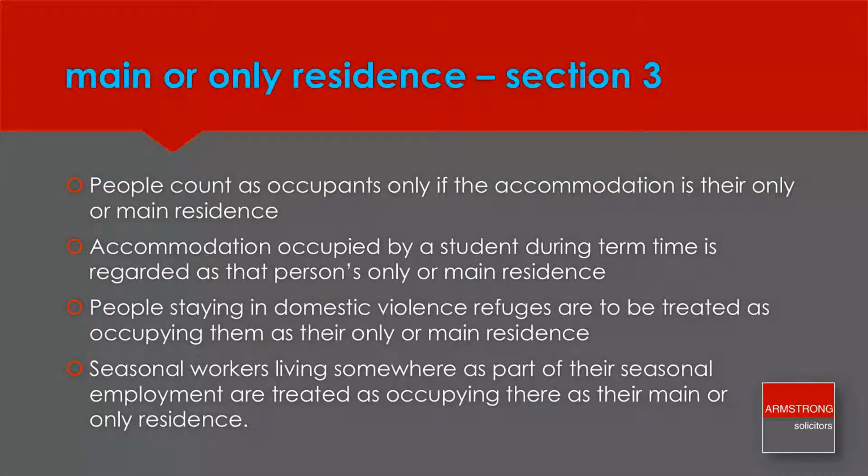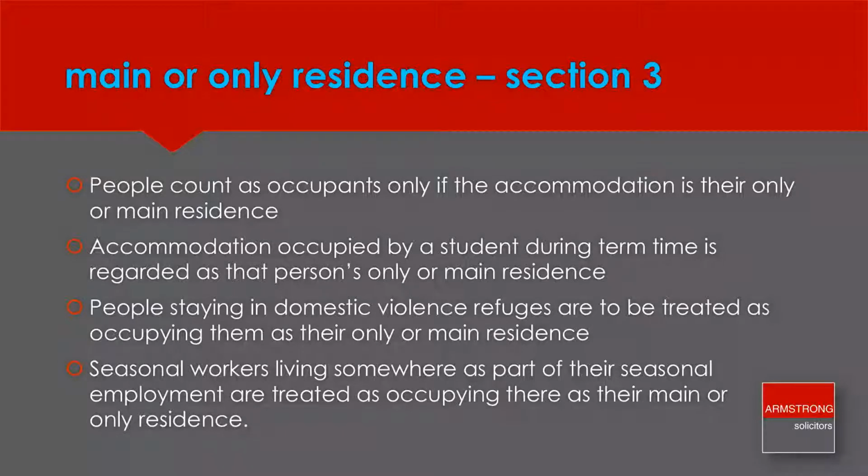Section 3, which I think is a really important one, deals with the main or only residence. So people count as occupants only if the accommodation is their only or main residence. And I think that this definition gives some welcome clarity.